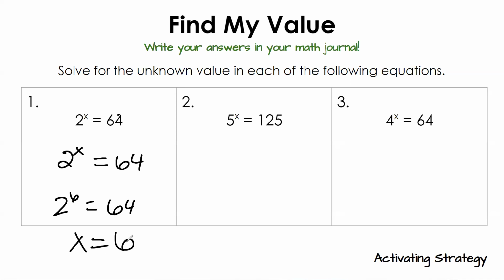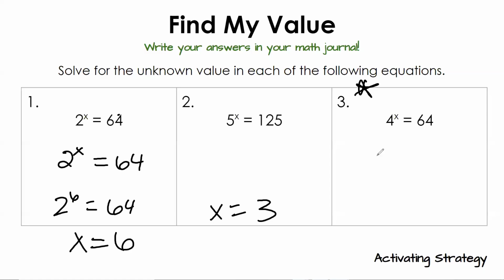Let me see how I get that. And it's trial and error. It's literally like typing in your calculator 2 to the whatever, okay? So 5 to what power would give us 125? 3. So x is going to equal 3. Can you try number 3?